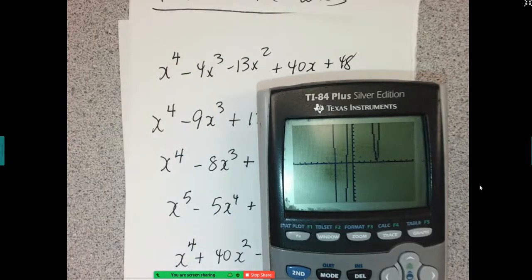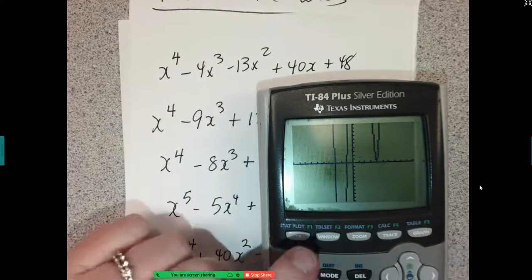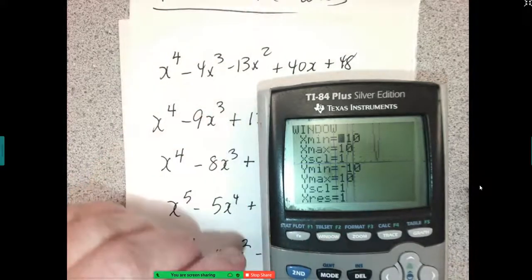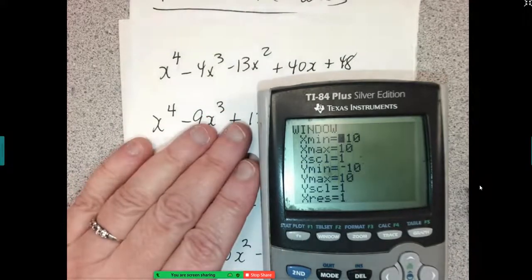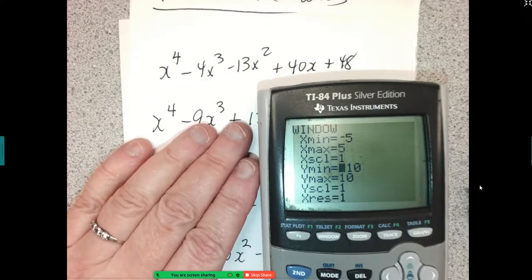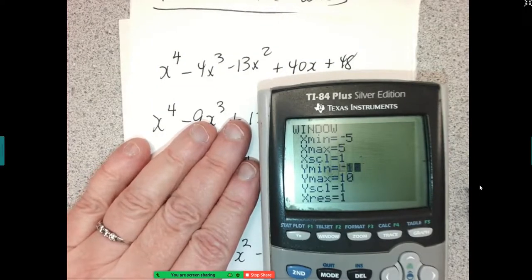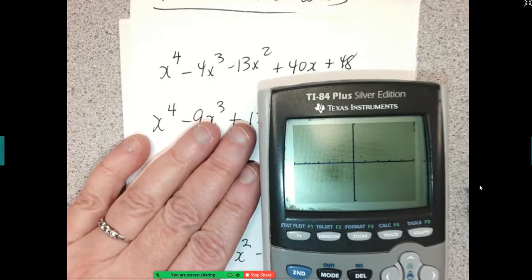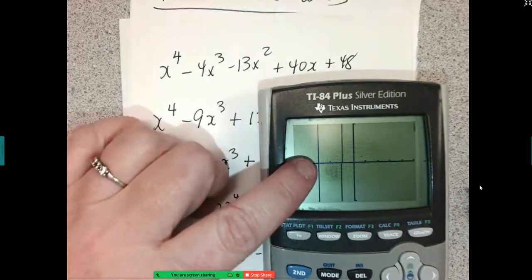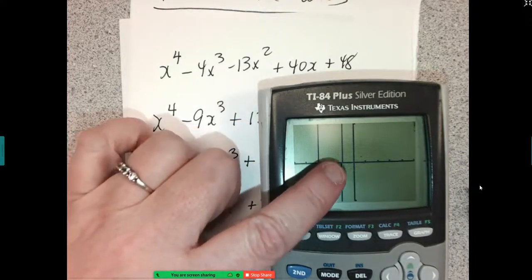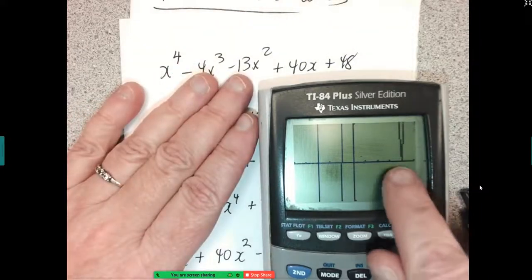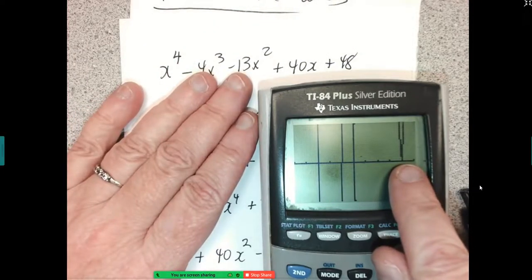I'm going to start with a zoom 6. Okay, that's looking really good. I'm just going to refine this now. I'm going to press Window, and I'm going to take my x-min from -5 to 5, and I'm going to do my y from -1 to 1. All right, looks like I have an x-intercept at -3, -1, and at 4.